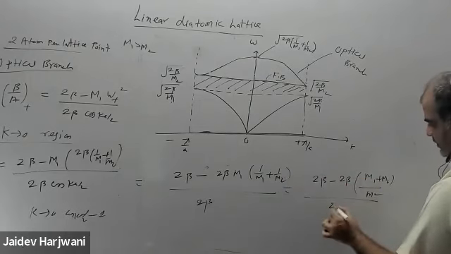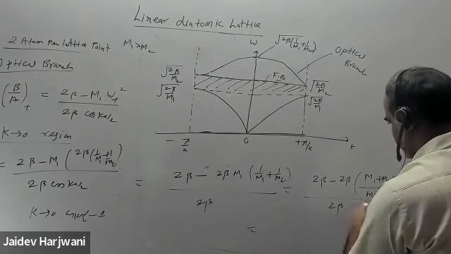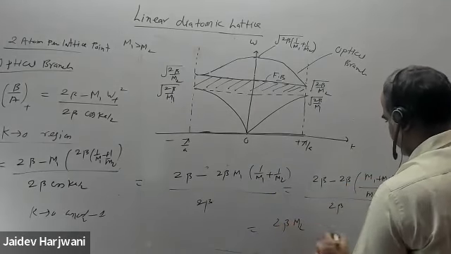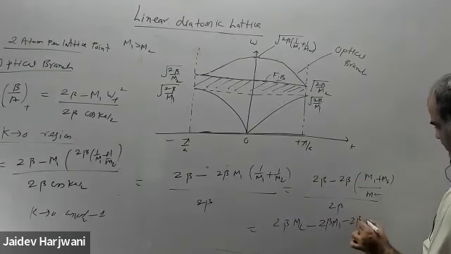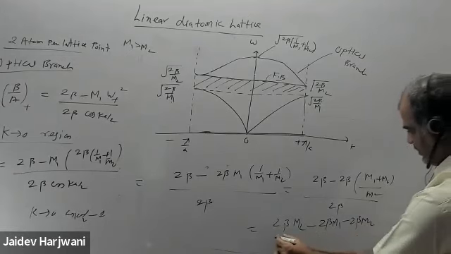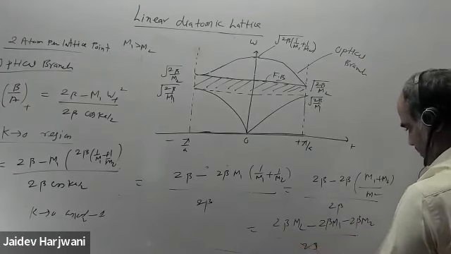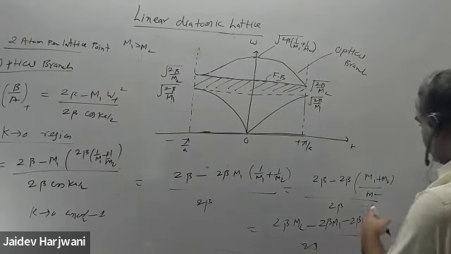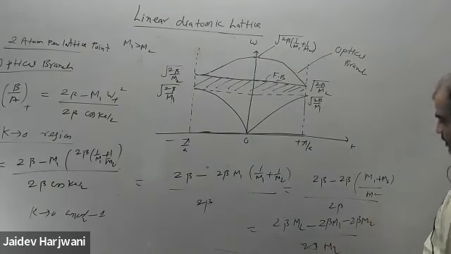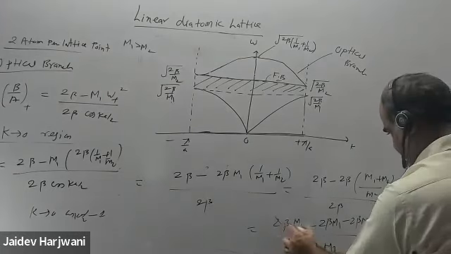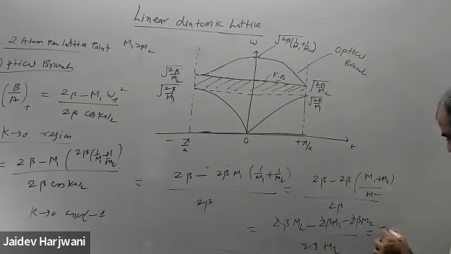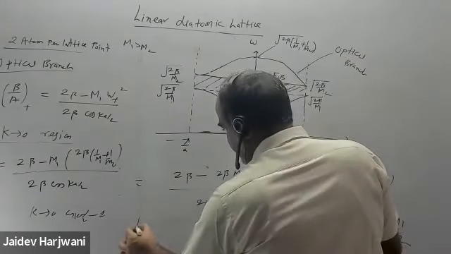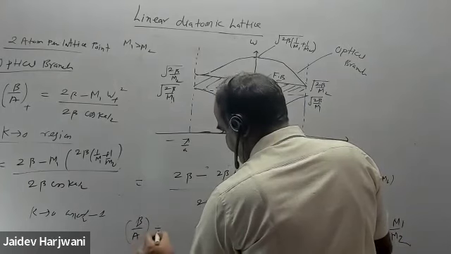Upon 2 beta. Solving further, this gives 2 beta m2 minus 2 beta m1 minus 2 beta, so the 2 beta cancels, and similarly m2 cancels at the bottom. So this will give me minus m1 upon m2.